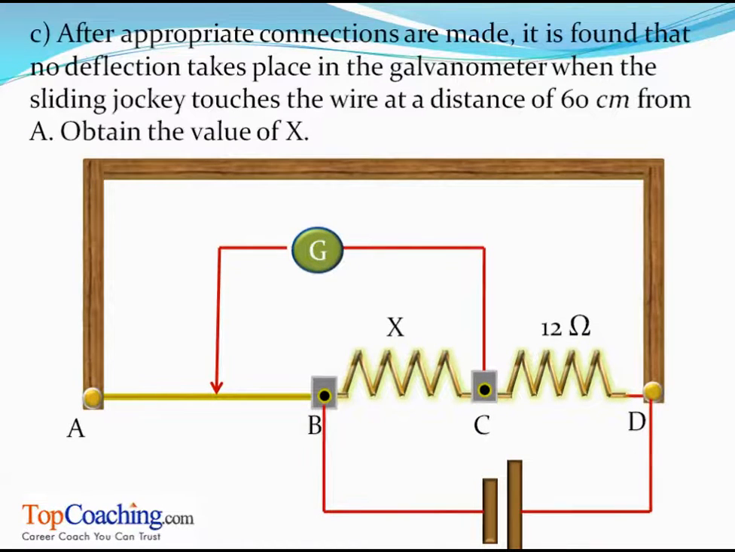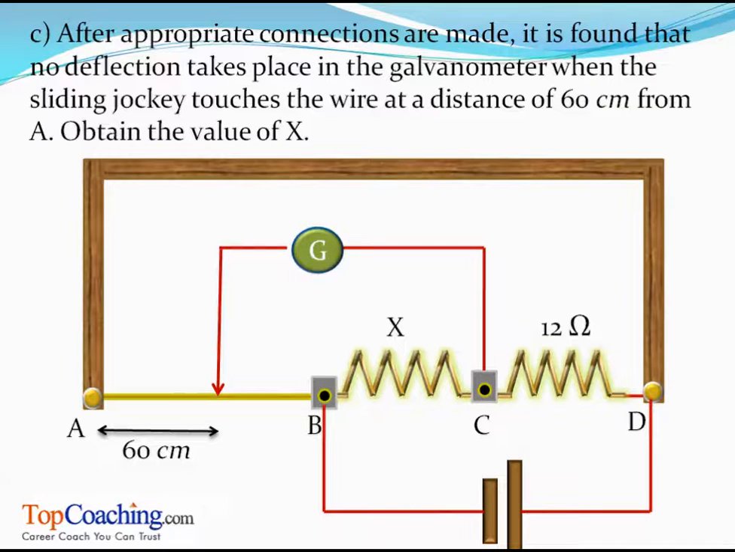Now we come to the third part of the question. After appropriate connections are made, it is found that no deflection takes place in the galvanometer when the sliding jockey touches the wire at a distance of 60 centimeters from A. Obtain the value of X. Now this is again very simple. It is given that the deflection in the galvanometer is 0 when the distance of this point where the jockey touches the resistance wire from A is 60 centimeters. We have to find the value of X.